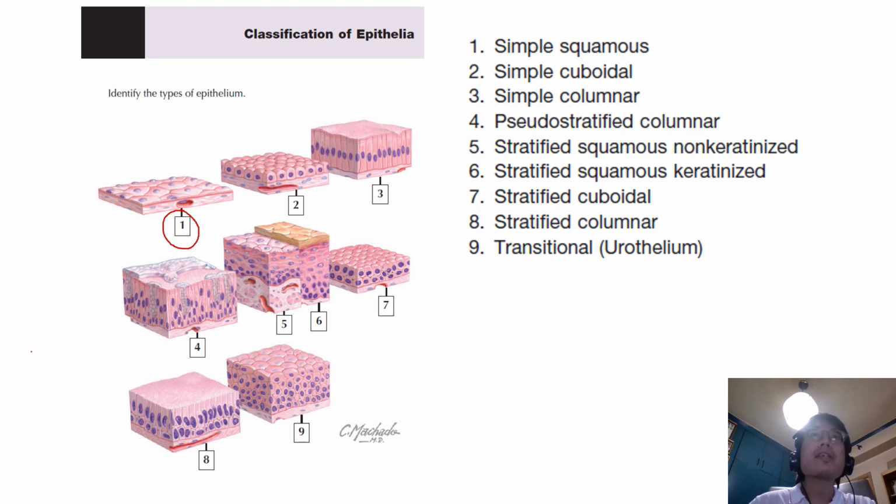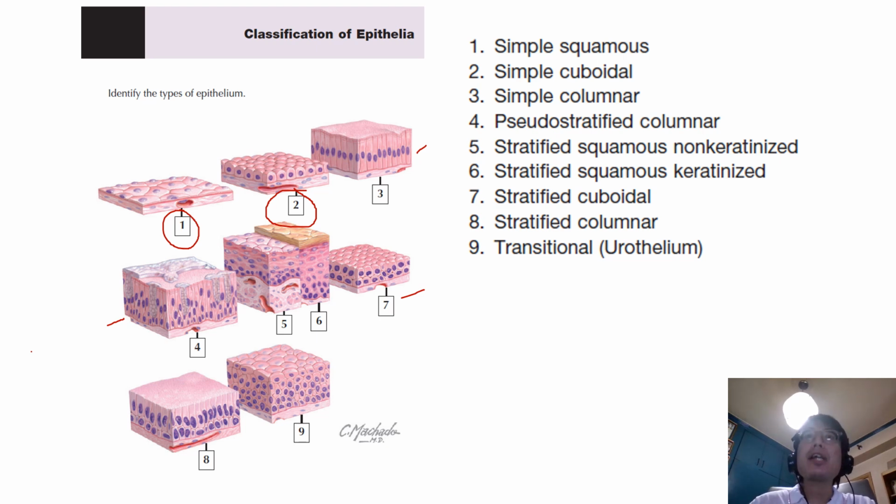Number one is simple squamous, two is simple cuboidal, three is simple columnar, four here is pseudo-stratified columnar, five is stratified squamous, non-keratinized, and six is also stratified squamous but with a keratin layer on top. Seven is stratified cuboidal. Eight is stratified columnar. And nine is urothelium or transitional epithelium.